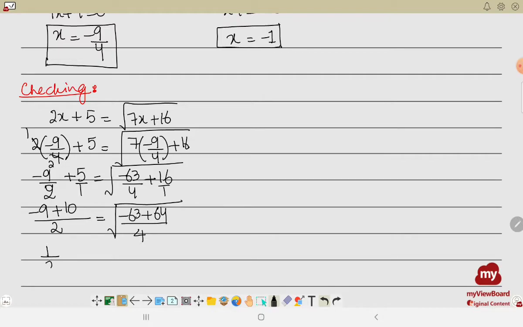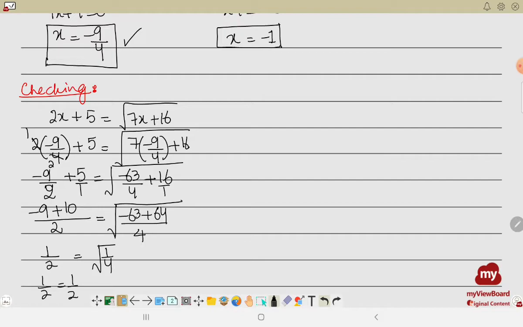Here we'll have 1 by 2. Here we'll have the square root of 1 by 4. If we open up the square root, we'll get 1 by 2. So you see, for the very first answer, x equal to minus 9 by 4, our given equation is satisfied. So x equal to minus 9 by 4 will go into the solution set.